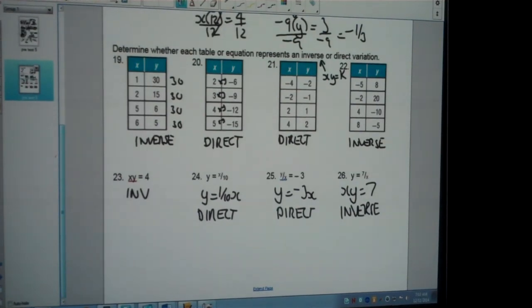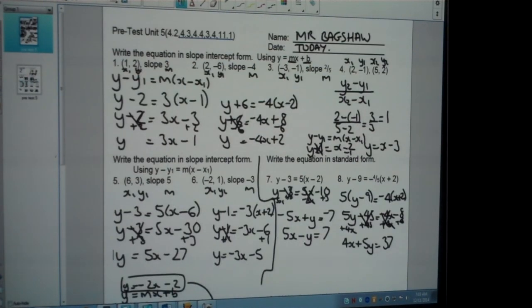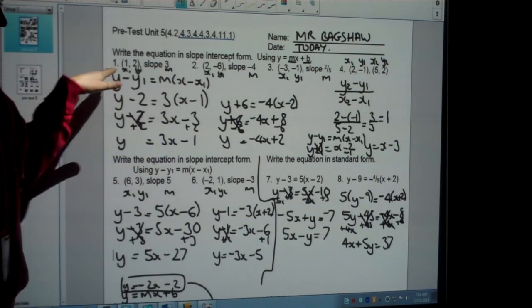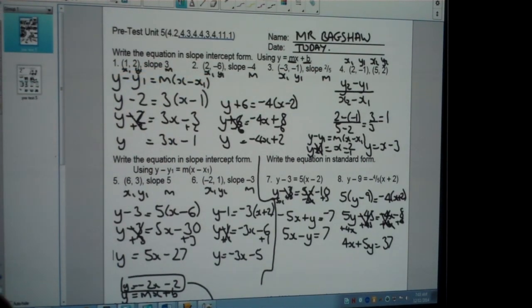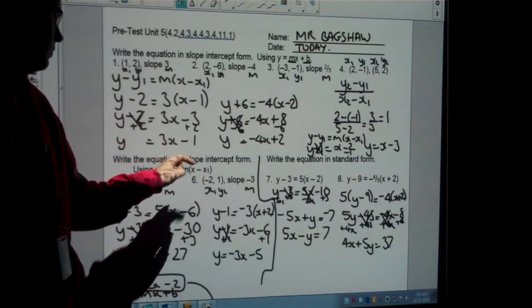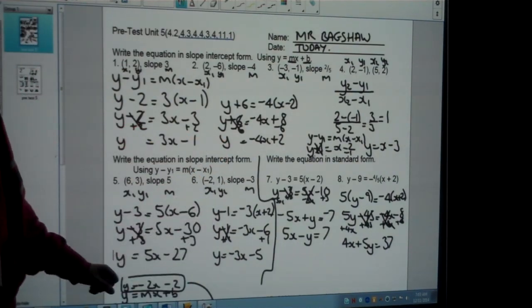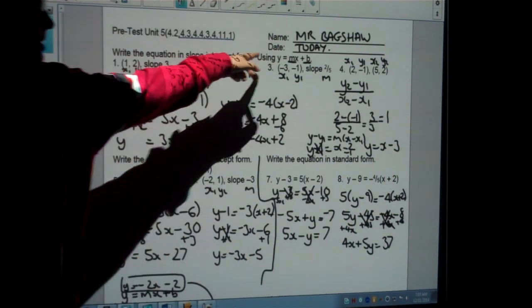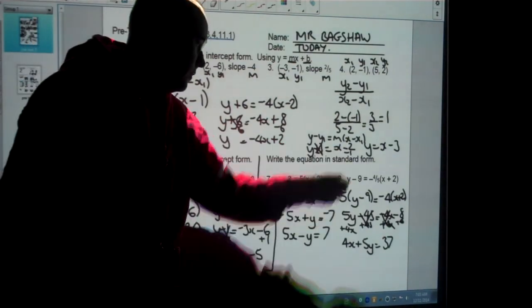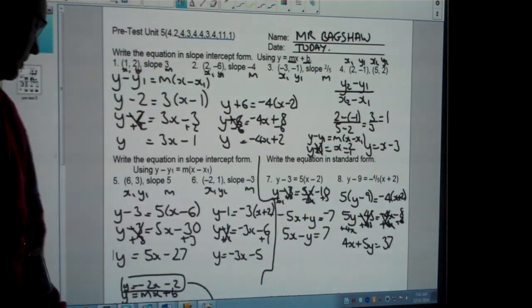Key formulas for this section, just to make sure you know exactly what you need to know. You do need to know the point-slope formula. You do need to know definitions, so you need to make sure that you know what slope-intercept form is, i.e. y equals mx plus b, like this. And standard form, where you have x and y on the same side.